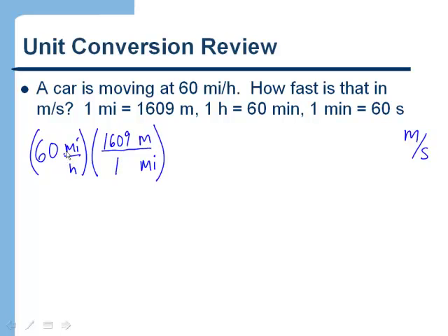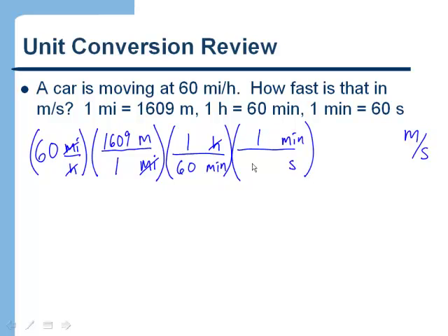Okay? And so you'll notice miles now cancels with miles, and I've got meters per hour. Obviously I want meters per second, so I've got to get rid of hours next. And I've got to do that in 2 steps. I have hours over minutes. So there's 60 minutes in 1 hour, and that will cancel out the hours. And then I want to end up with seconds on the bottom, and therefore I need minutes on the top, so they cancel. So minutes cancels with minutes.